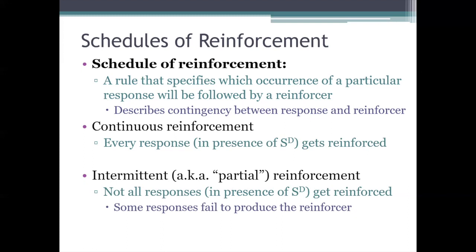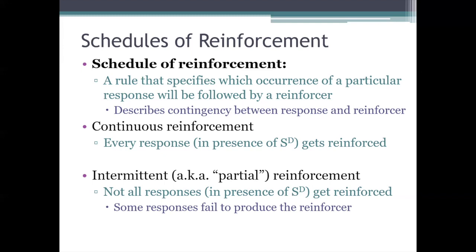Now, either way, a schedule of reinforcement is basically just a rule that dictates when a response in the presence of a discriminative stimulus will produce a reinforcer. So that's what a schedule of reinforcement is. It just defines more precisely the actual contingency between that response and that reinforcer. Like this is how many responses have to get made, or this is when the response has to get made to produce the reinforcer. And continuous reinforcement is really the simplest schedule of reinforcement that you could have.